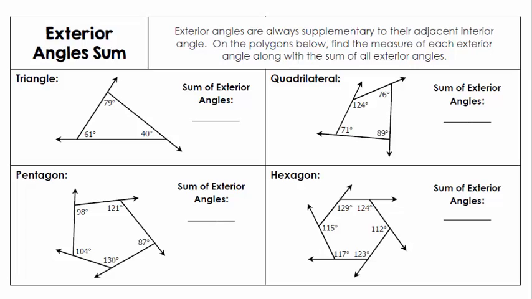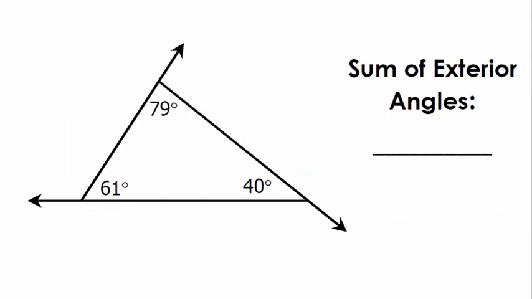Now, if you turn the page and look towards the middle, you will see where it says exterior angles sum. To the right of that, you can read exterior angles are always supplementary to their adjacent interior angle, which means they equal 180 degrees. Now, there are 4 examples here: triangle, quadrilateral, pentagon, and hexagon. I'm going to walk you through the triangle example, and I would like for you to try the other 3 on your own. So here we have a triangle with our three angle measures.